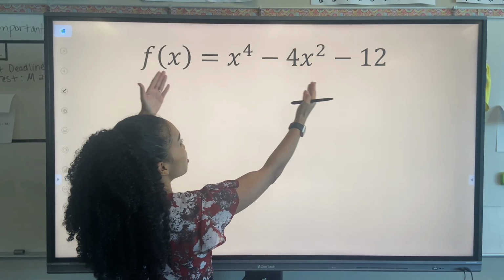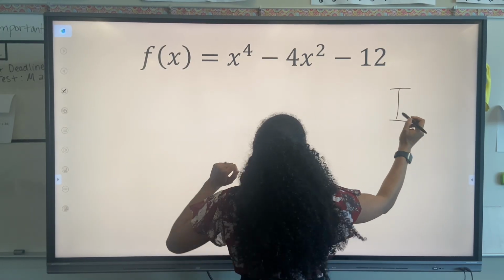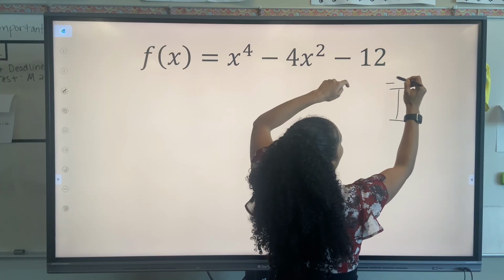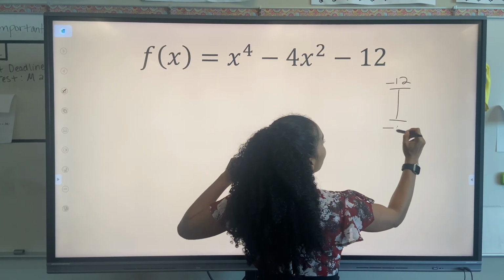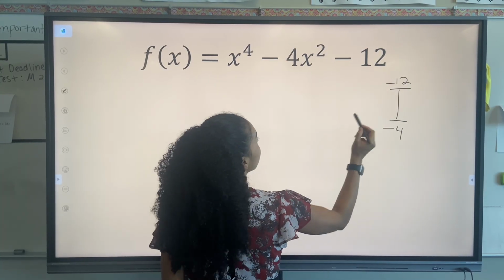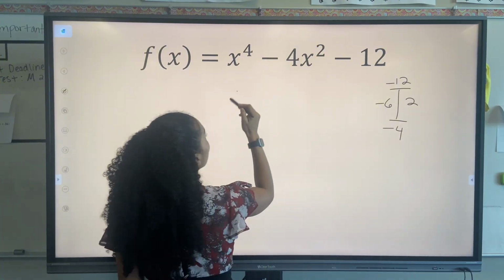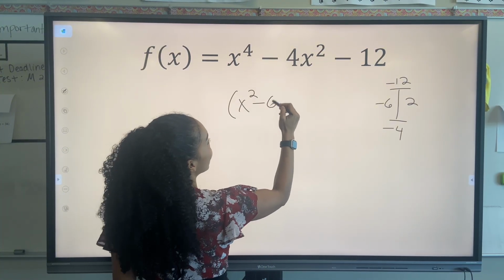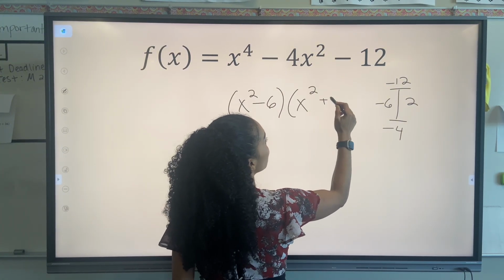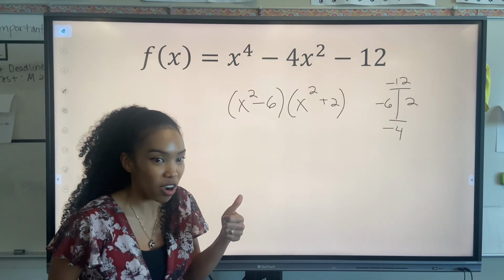Okay, so I'm going to factor this polynomial. I need two numbers that multiply to negative 12 but add to negative 4. What are they? Thank you. So I'm going to have x squared minus 6 and x squared plus 2. Thumbs up if that's okay so far.